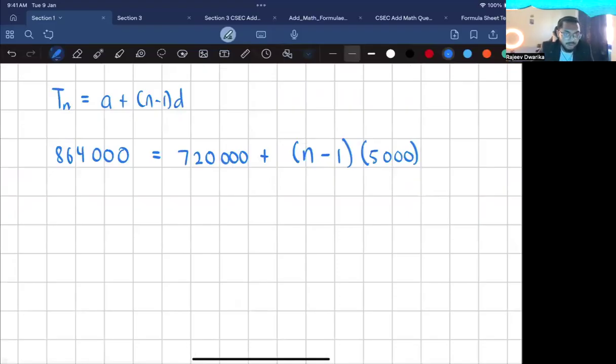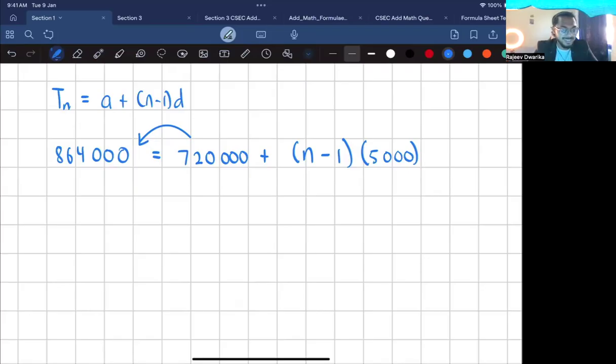So now we just have to do algebra. So Kiara, I could take the 720,000 and move it across to the other side if I wanted. And so that would be 864,000 minus 720,000. So what would that be, Kiara?